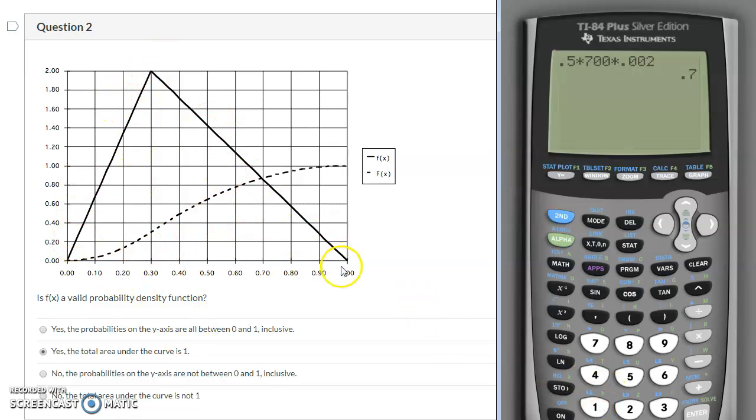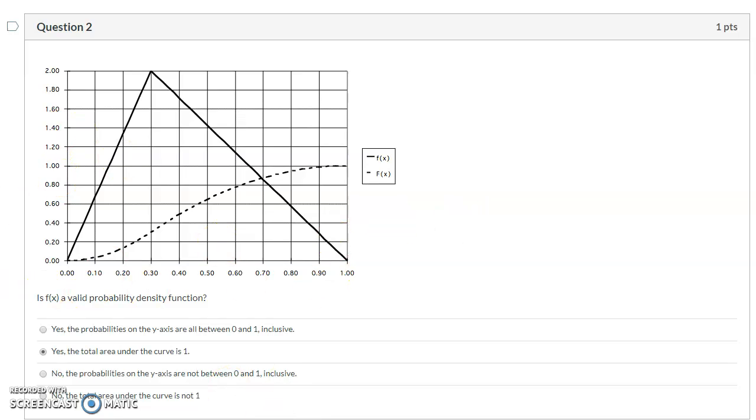And this is still a triangle, so we're going to do 1/2. The base of this triangle, we're going from 0 to 1, so that's 1. And then our height is 2. So sure enough, 1/2 base times height gives us a probability or an area of 1. So the entire sample space has a probability of 1, which makes this a valid probability density function.